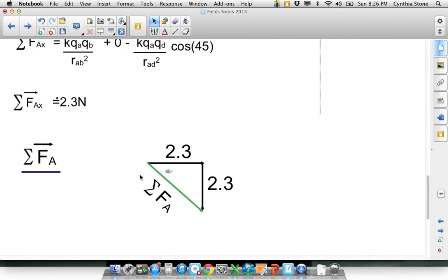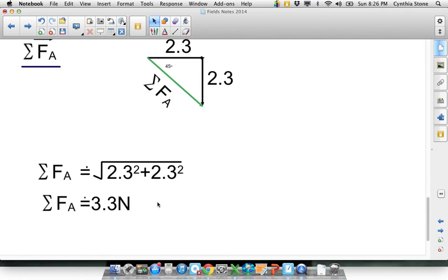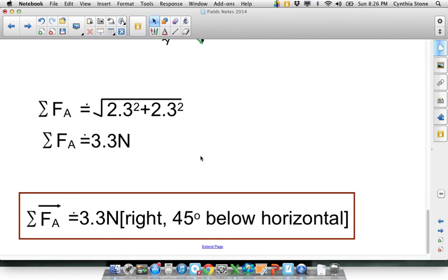So I can solve for FA, right? 3.3 newtons. And I decided not to bother using tangent to find 45, because if these are both the same size, it's an isosceles triangle. So if this is right angled, which of course it is, they both have to be 45. So I can just say my answer.